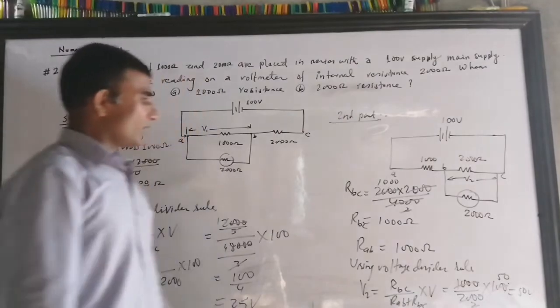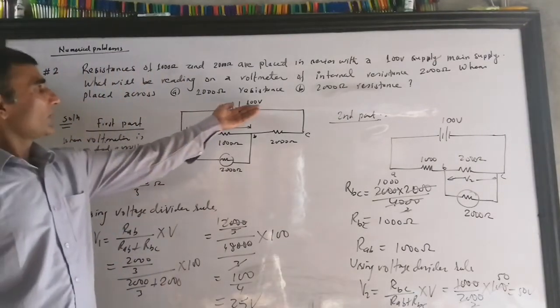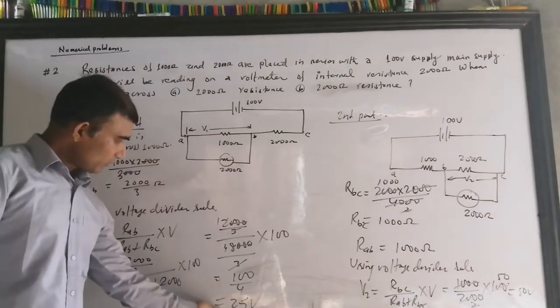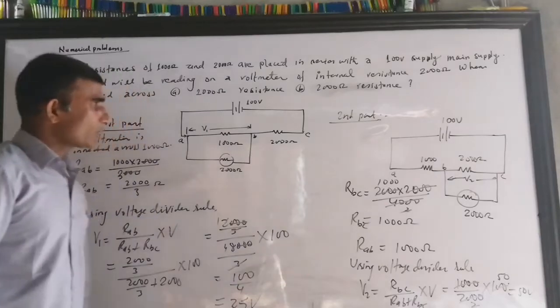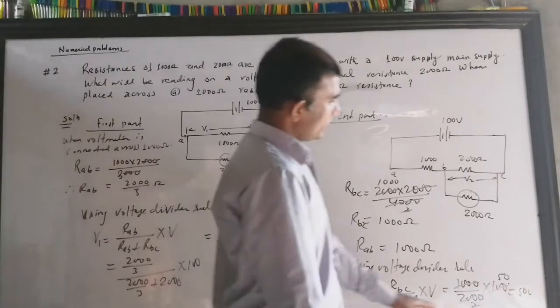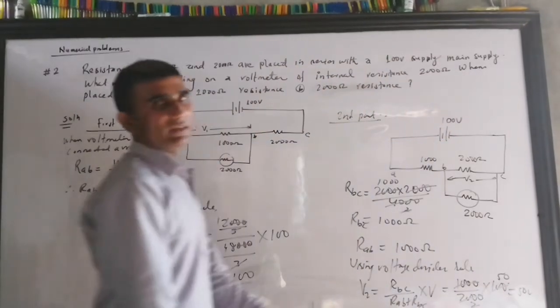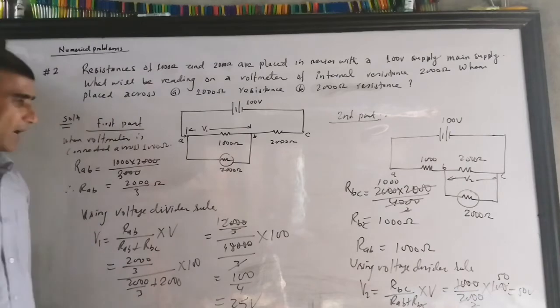Now see this, a very interesting thing you will notice in this figure. You had 100 volt here, you got 25 volt here, and you got 50 volt here. So what should be the total? The total should be 100 volt, no? But you are not getting it. 25 plus 50 is 75, not 100. So where did the 25 volt go?